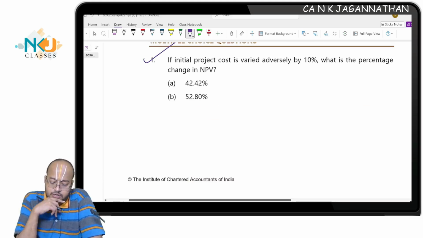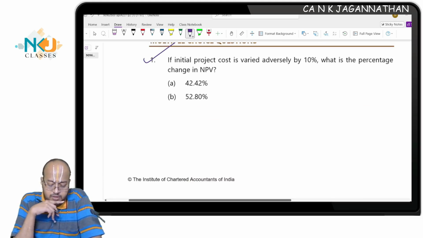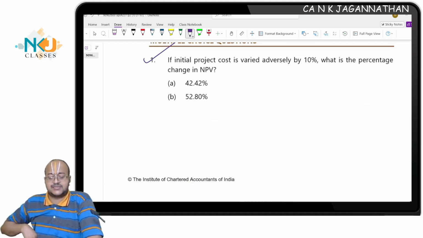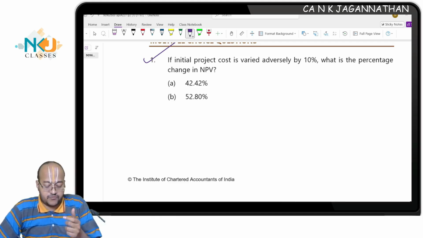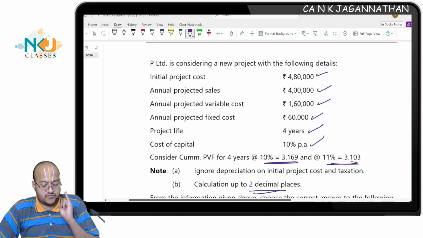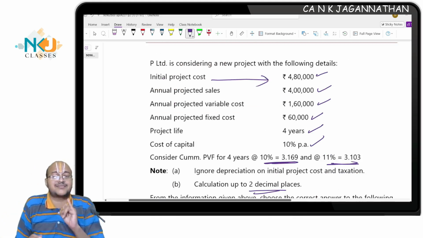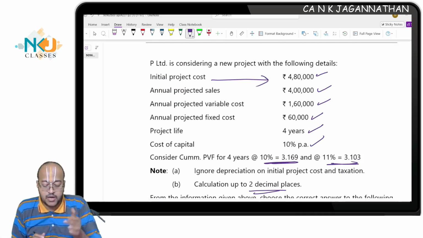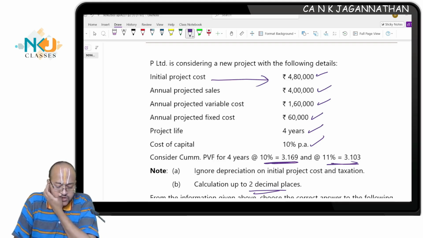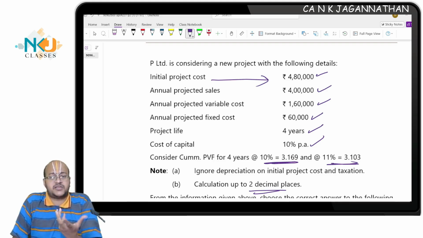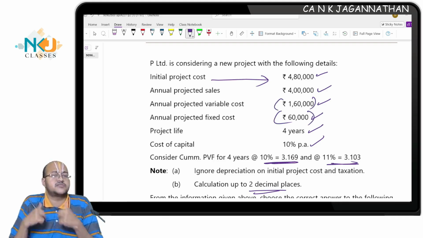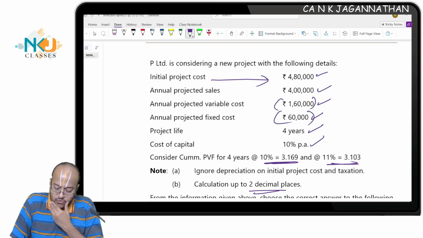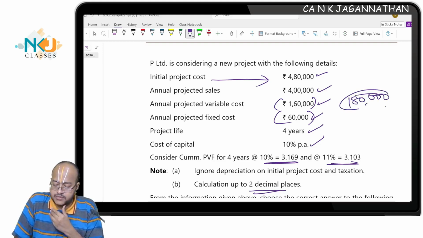If initial project cost is varied adversely by 10%, what is the percentage change in NPV? Okay, this is a sensitivity analysis based question. They have given various details, right? Project cost is given, which means initial project cost. This is nothing but discounted cash outflow. Then there is sales, variable cost, fixed cost, ignore depreciation, which means the sales minus these costs will give you the profit. The profit is equal to cash flow. That is the assumption. So 4 lakhs minus 2,20,000, 1,80,000 is the annual cash flow.